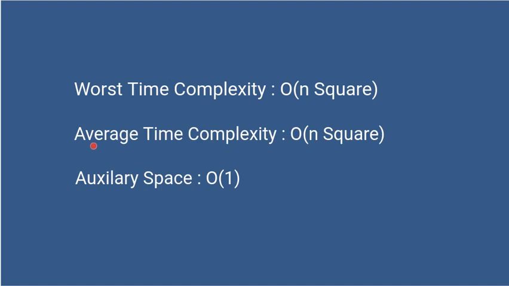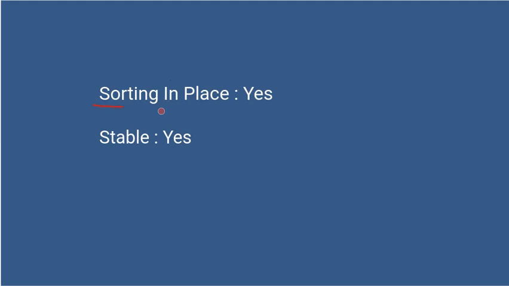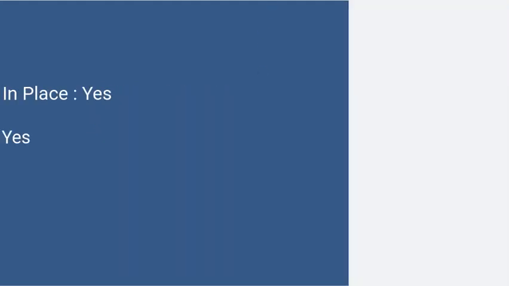And as we saw that we did not need any extra space, so auxiliary space needed is constant. Okay, and that is why we say sorting in place. So this is an in-place sorting algorithm. And we also say that bubble sort is a stable sorting algorithm. And why? Let's see.